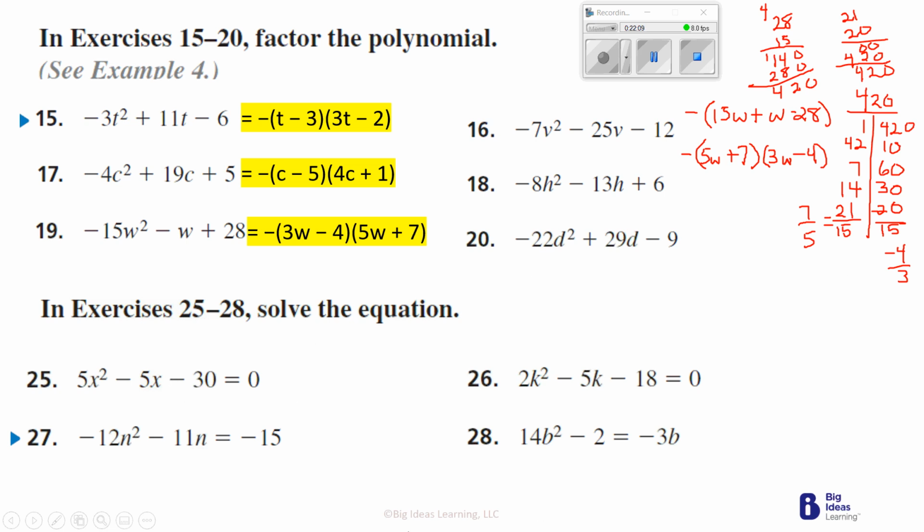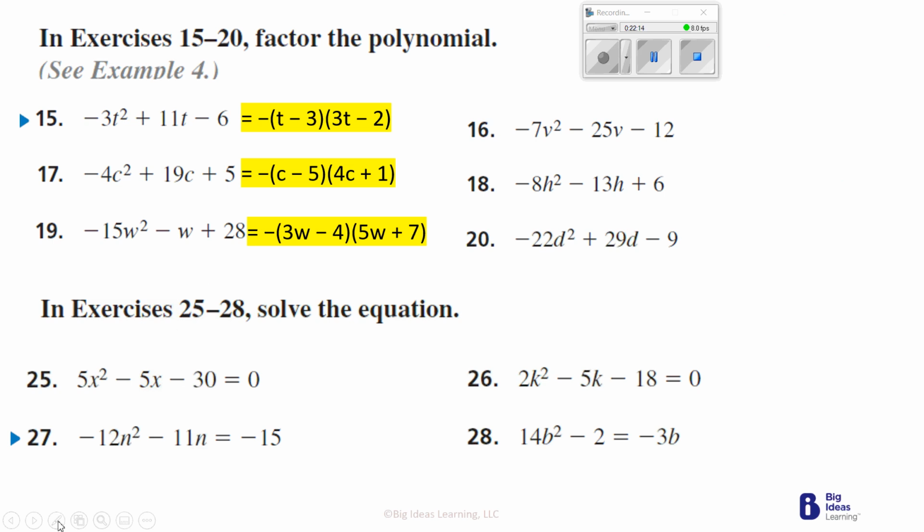I'm going to get me some room here to work. Let's see. Number 25 says I've got 5x to the second power, that's going to be minus 5x minus 30. It's going to be equal to 0. I know I can factor out 5 from all this, and that's going to give me x to the second power minus x minus 6 equals 0.